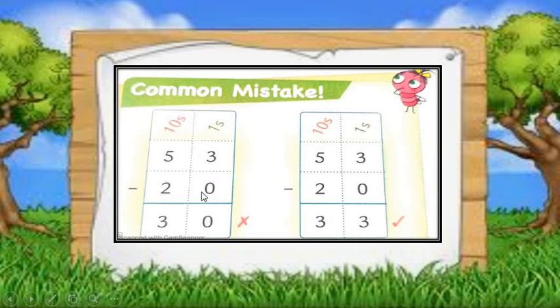53 minus 20, 30, 30. We should not count sums like this. 3 minus 0, we get 3. 5 minus 2, we get 3. We have to subtract the sum on this way.